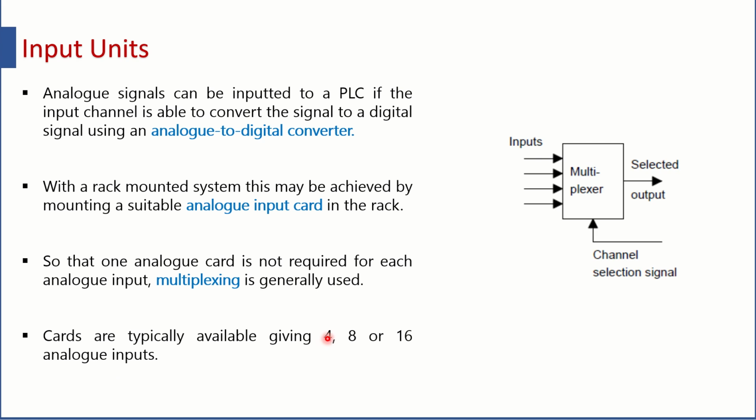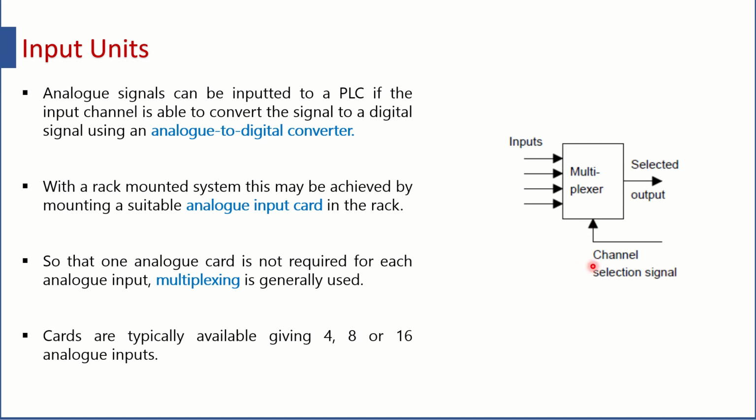Such type of cards are also available, multiplexing cards. They allow you to go for 4 inputs, 8 inputs or 16 inputs. All these inputs are analog in nature definitely, because we are talking of analog cards. Now you see, this is the multiplexer, these are the inputs. There is a channel selection signal. So now if there are 4 pins, that means 4 inputs from the field, then how many channel selection lines do we require?